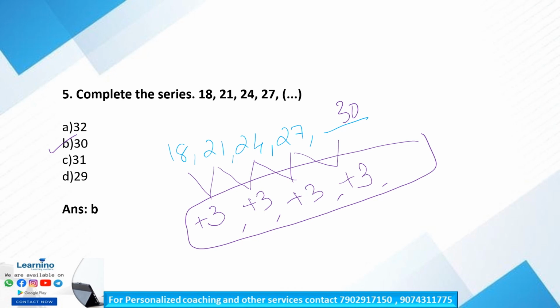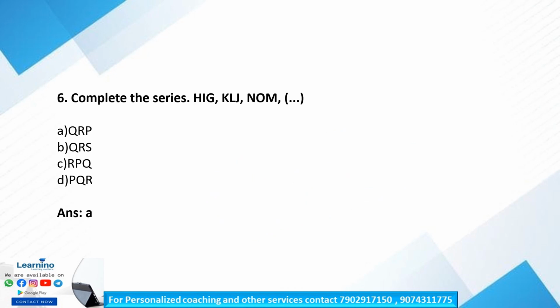Okay. So next question, question number 6. Complete the series HIG KLJ NOM. So we have to find the next set of alphabets. For that, what do we have to do first? We have to write the corresponding number of each alphabet. Is it clear?